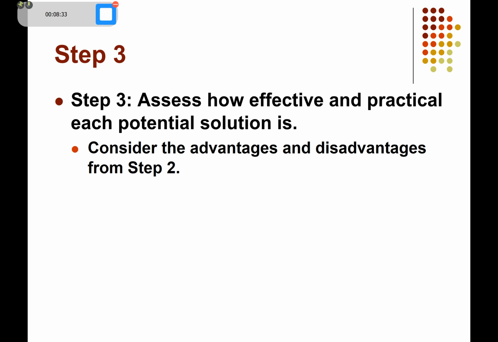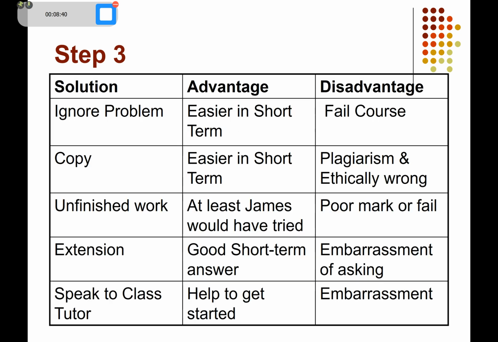So step 3, assess how effective and practical each potential solution is. So as it says, think about the advantages and disadvantages of all of the options that you come up with in step 2. So here we have a little table that takes us through them. Ignore the problem. Well, it's easy because you're just not facing it, but the disadvantage is that he'll fail the course. Copy the work. Easier in the short term, but plagiarism and ethically wrong.